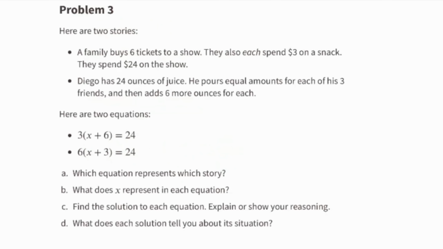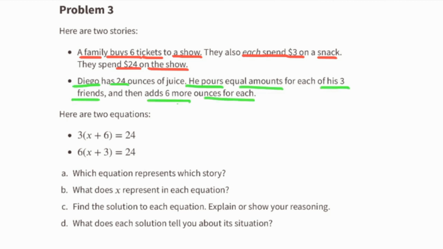Problem number 3. Here are 2 stories. A family buys 6 tickets to a show. They also each spend $3 on a snack. They spend $24 on the show. Diego has 24 ounces of juice. He pours equal amounts for each of his 3 friends, and then adds 6 more ounces for each.